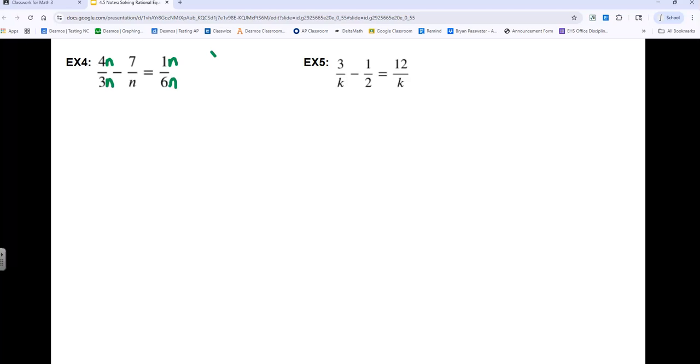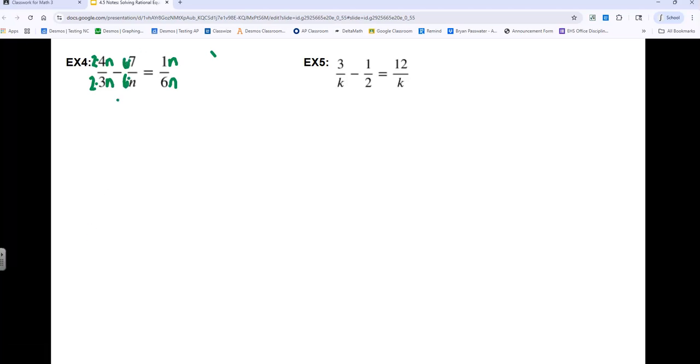All right, so now I need to think about my numbers. I got a 3, a nothing, and a 6. What number could I use for my common denominator there? 12 would work. There's a smaller number I could use, though. I could just do 6. So if I multiply this fraction by 2 on top and bottom, 2 times 3 will give me 6. What do I need to multiply the middle fraction by? 6. And then 6 on the bottom, 6 on the top.